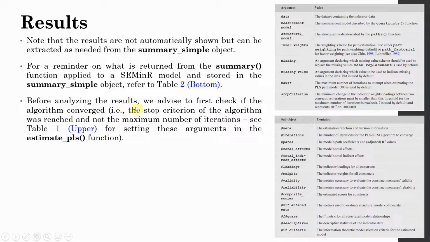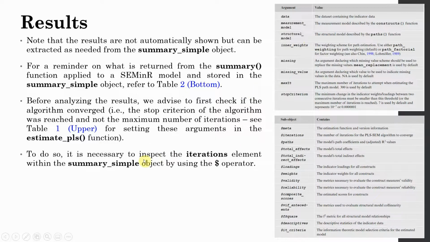Now before analyzing the results, we advise first checking if the algorithm converged. That is, the stop criterion of the algorithm was reached and not the maximum number of iterations. See table 1 for setting up these arguments in the estimate_pls function. So how do you set this up in the estimate_pls function? To do so, it is necessary to inspect the iterations. Again, just call summary_simple with the $, and then iterations.